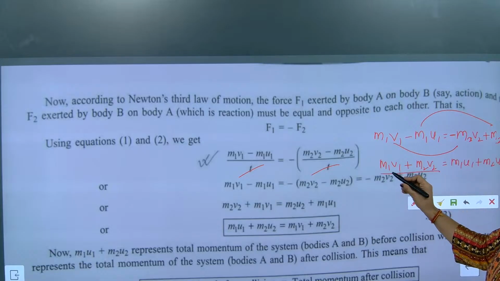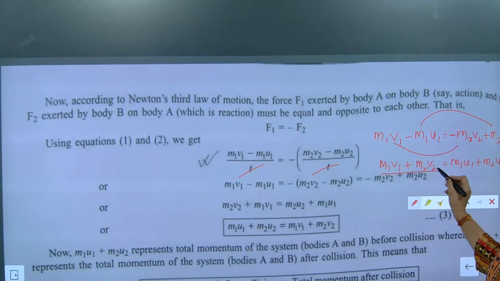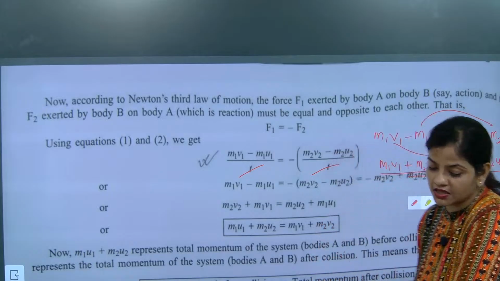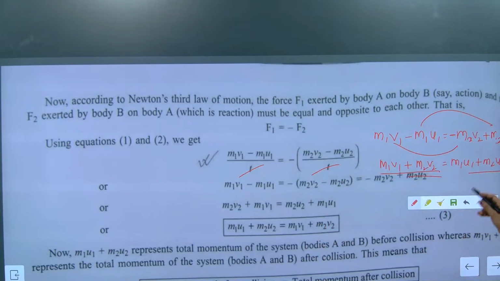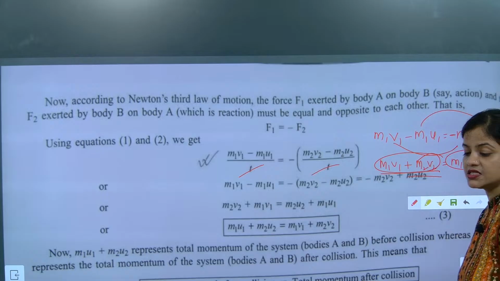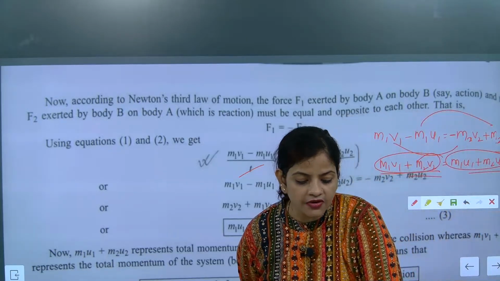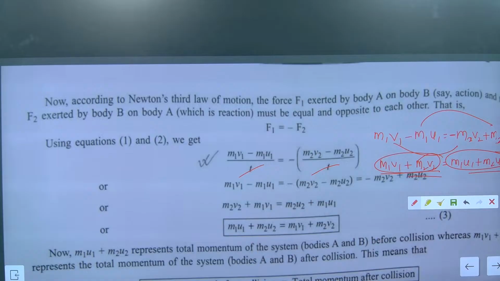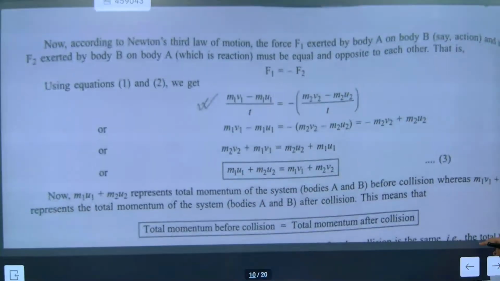So here, before and after collision, the momentum is totally conserved. M1 U1 plus M2 U2 before collision, and M1 V1 plus M2 V2 after collision, are equal. This is exactly the law of conservation of momentum. Understood? These notes will be available to you.